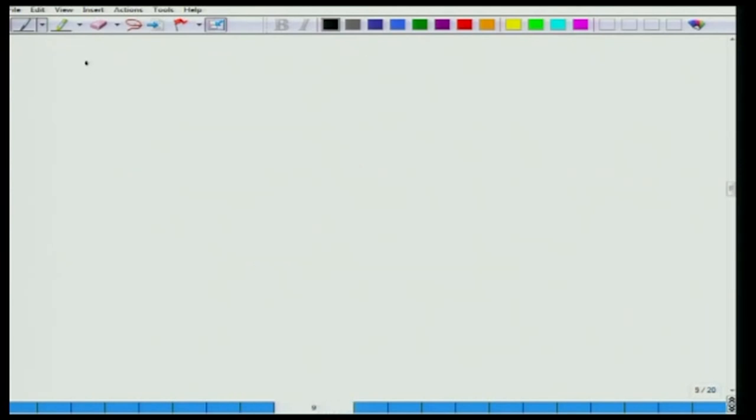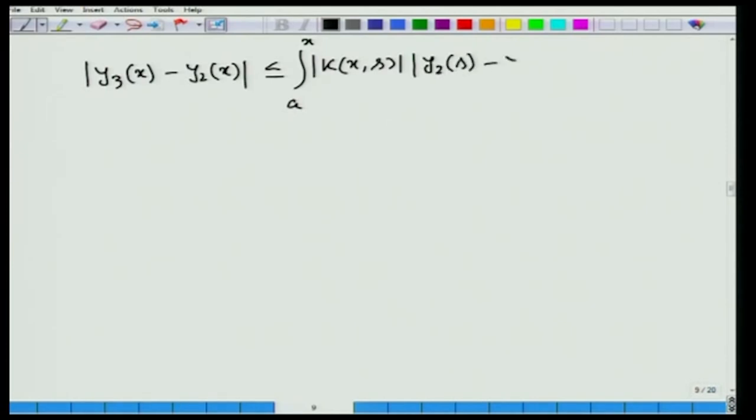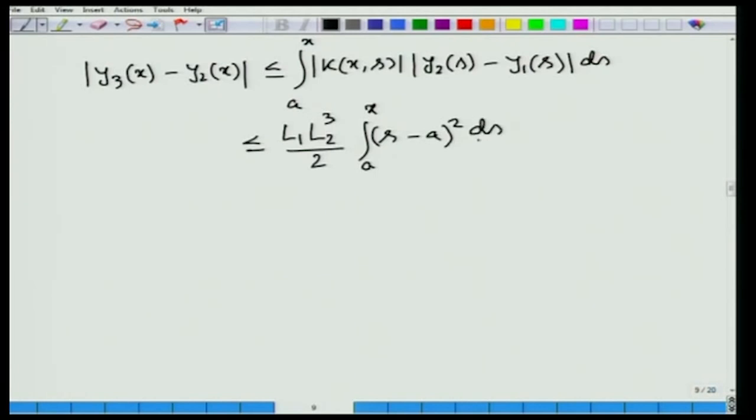Now, in the next step you have to follow the same procedure. So, in the next step, if we write modulus of y3(x) minus y2(x), this will be less than or equal to integral a to x, after taking modulus inside, of k(x,s) then modulus y2(s) minus y1(s) ds. So, this is less than or equal to L1 times L2 cube, because one L2 comes from here and L2 squared comes from here. So, we will be having L2 cube divided by 2 then integral a to x of (s minus a) whole squared ds, and this is equal to L1 L2 cube (x minus a) whole cube divided by factorial 3.